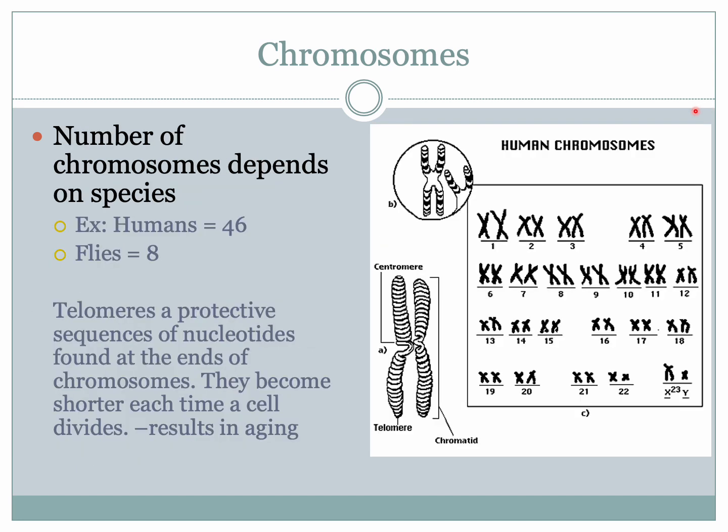The number of chromosomes depends on species. For humans, there's 46 chromosomes. Flies have 8 chromosomes. When you look at the diagram of the chromosome, you have a telomere at the end. There's also a telomere on this end of the chromosome as well. Telomeres are protective sequences of nucleotides found at the ends of the chromosomes. They become shorter each time a cell divides, which results in an individual organism's aging process.